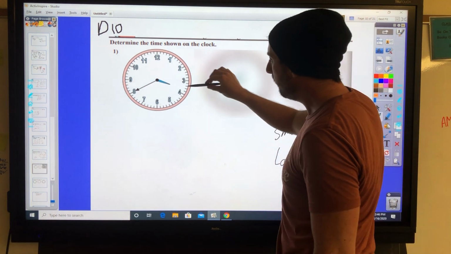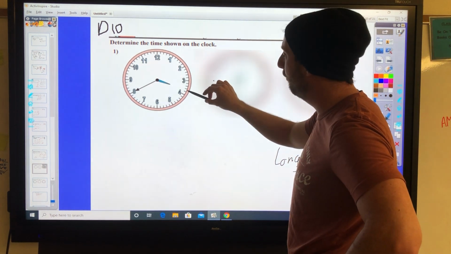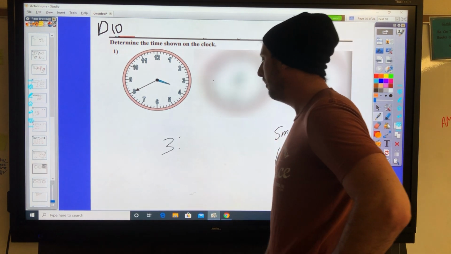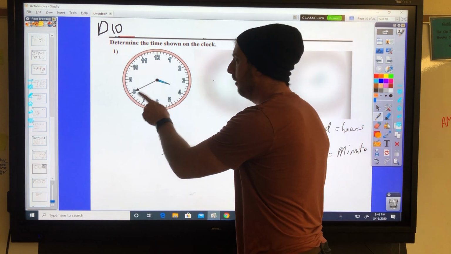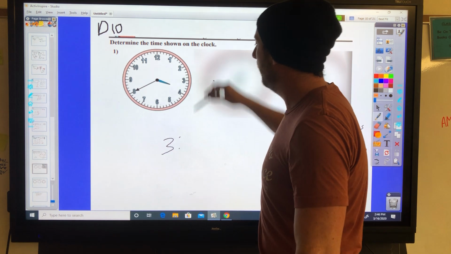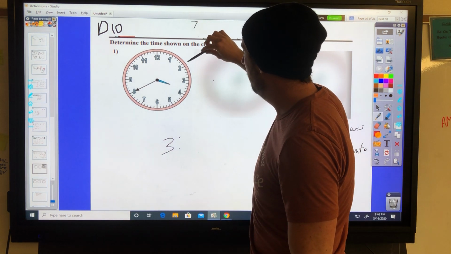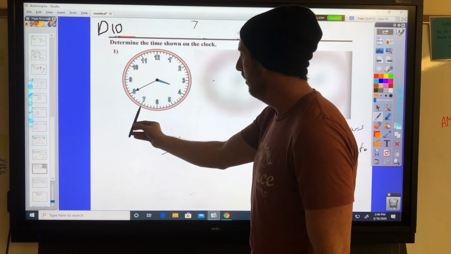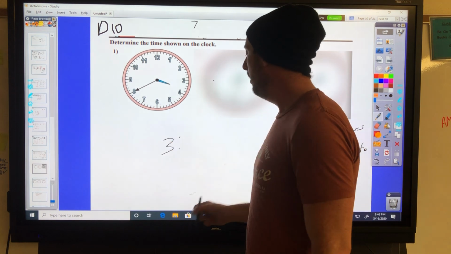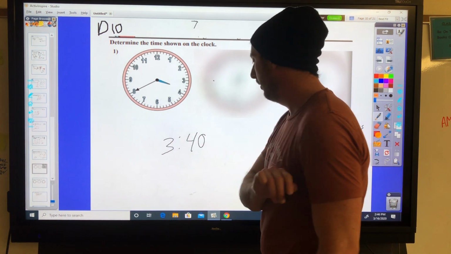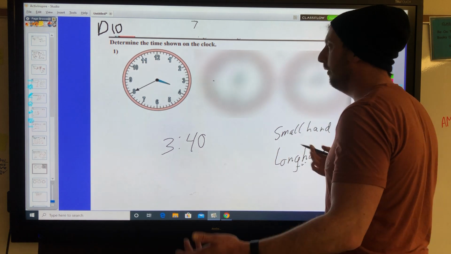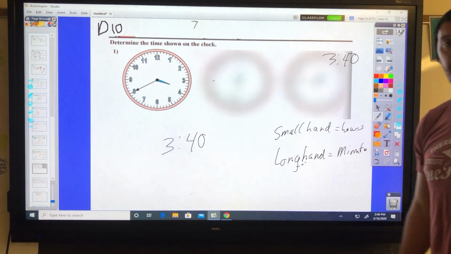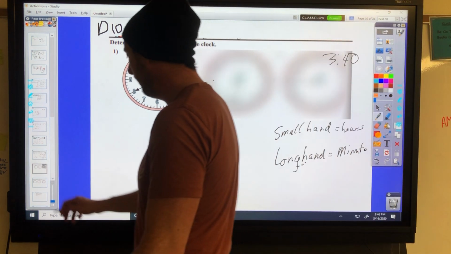So looking over here, I see my small hand is in between 3 and 4, so it's still in hour 3. So there's my first part of my answer. And I know that since the long hand is the minute hand, I have to count by 5s. So 5, 10, 15, 20, 25, 30, 35, 40. So the time is 3:40. All right. So my answer, I think there's an answer box over here. 3:40. Woo! All right.